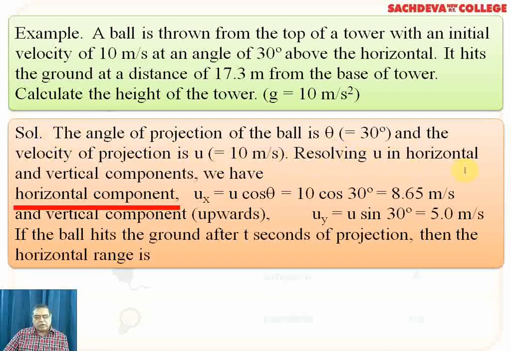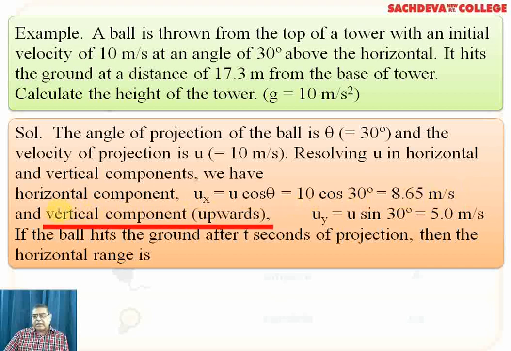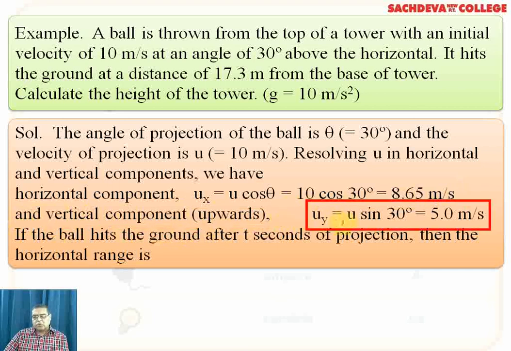Resolving the velocity into the horizontal component, it will be ux or u cos theta. That is 10 into cos 30, and by putting the value of cos 30, that is root 3 over 2, we will multiply it by 10 and the value will come as 8.65 meters per second. The vertical component upwards, that is uy, is u sine theta, and sine 30 is 1 over 2. So it is 5 meters per second because sine 30 is 1 over 2. So u is put as given in the question and the range is 17.3.